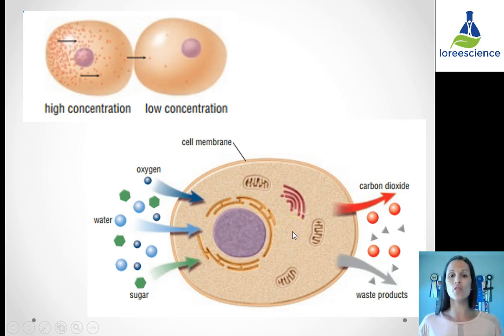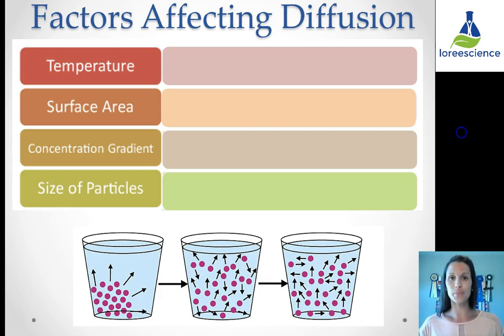What types of things diffuse in and out of cells? Well, there's oxygen, there's water, sugars, carbon dioxide, waste products. Basically anything that has to come into or out of a cell gets into or out of the cell by diffusion. It is a fairly slow process, but it is very effective.